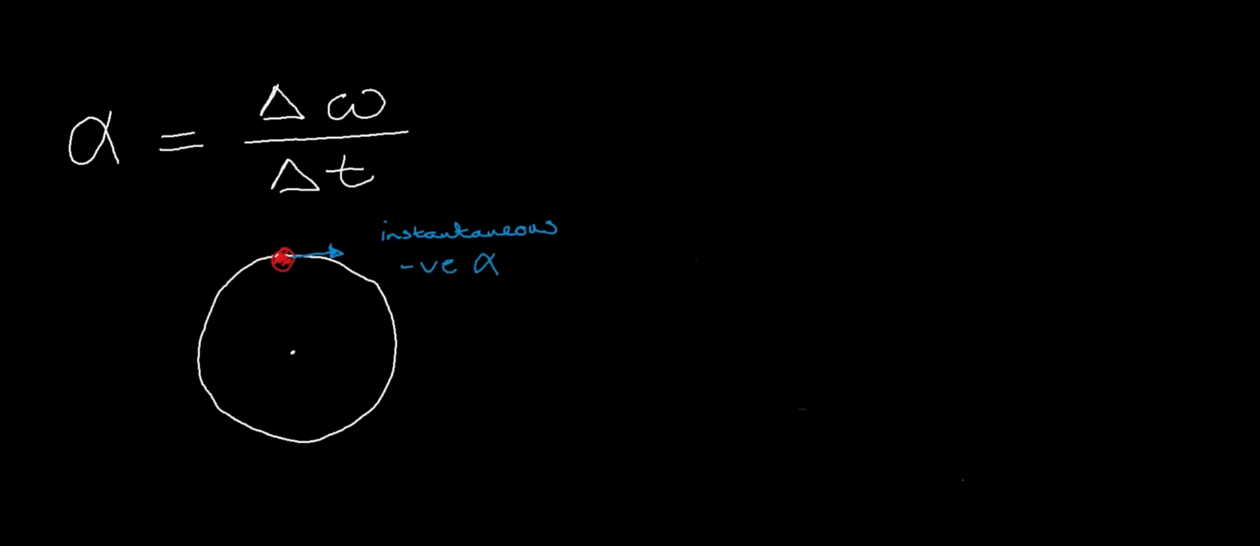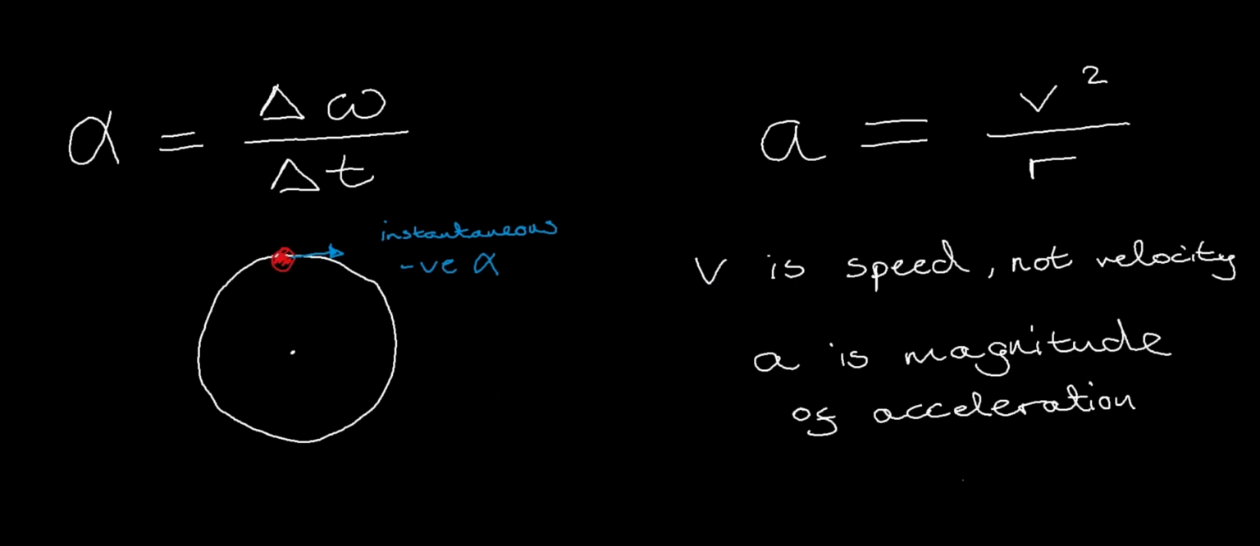Angular acceleration is denoted by alpha and is equal to the change in angular velocity divided by the change in time. There is, however, another type of acceleration which occurs even for objects travelling at a constant angular velocity. This is because the direction of the object is constantly changing, so it must be accelerating. This is called centripetal acceleration, and it acts towards the centre of the circle. The magnitude of the acceleration is given by the equation a equals v squared over r, and will always be positive as the v term is squared.